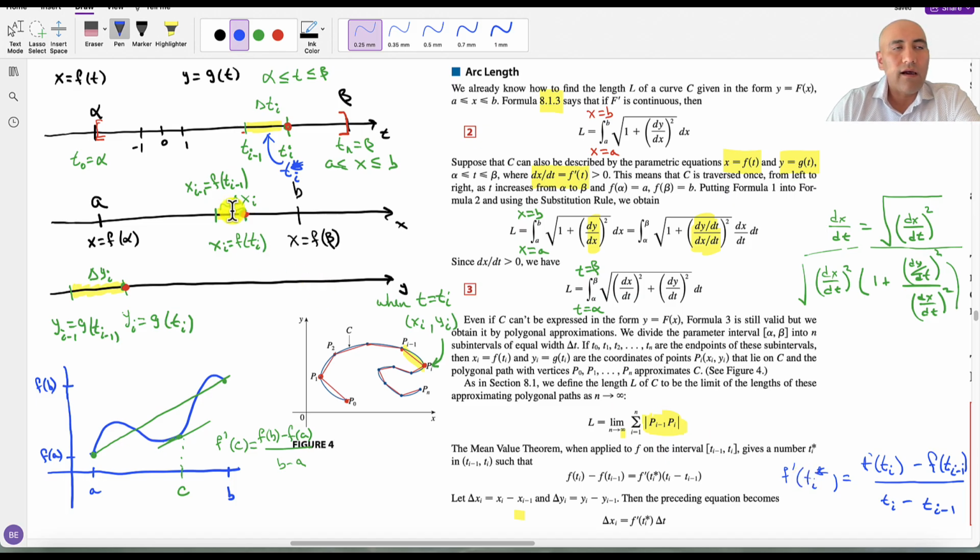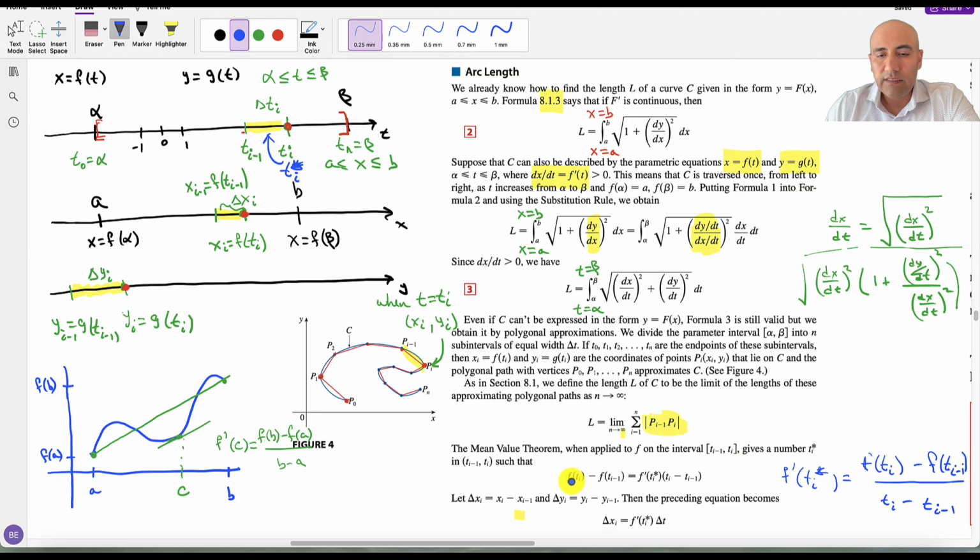The mean change, the change of the whole thing, is evaluated at some point. There's at least one point in here where we take the derivative, evaluate at t sub i star, and it'll be equal to the mean of the two endpoints of this, right? Okay, so that's what this is saying.